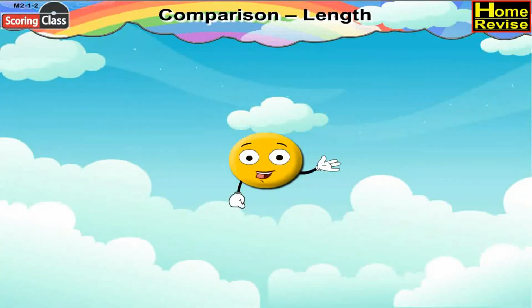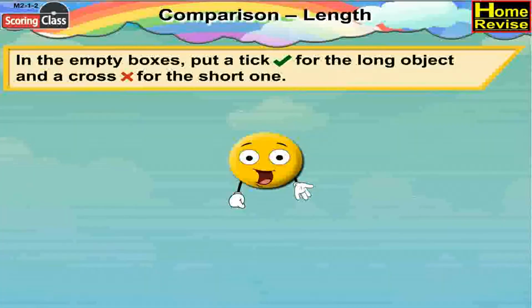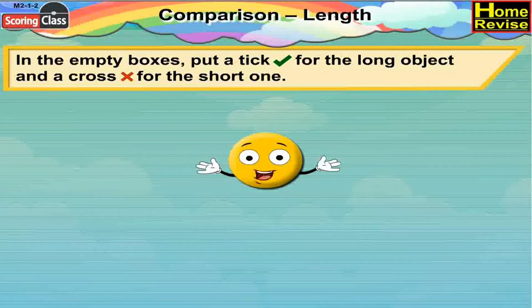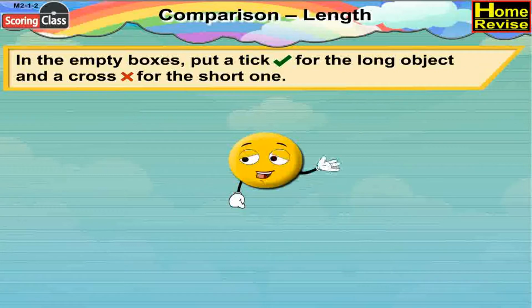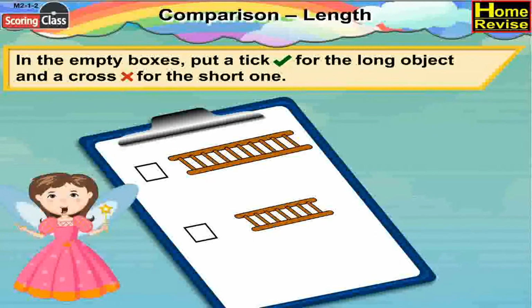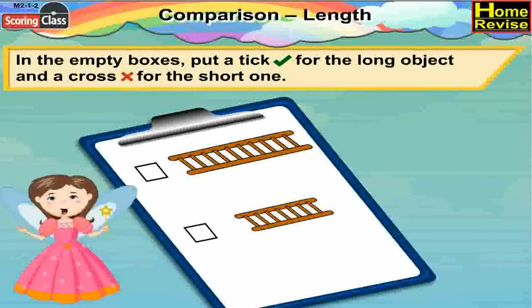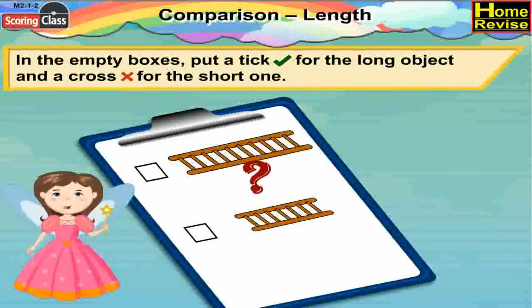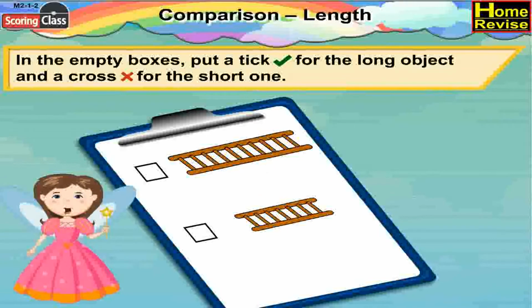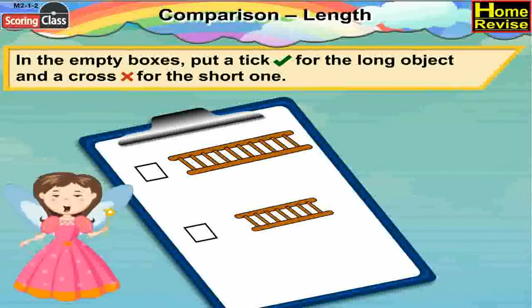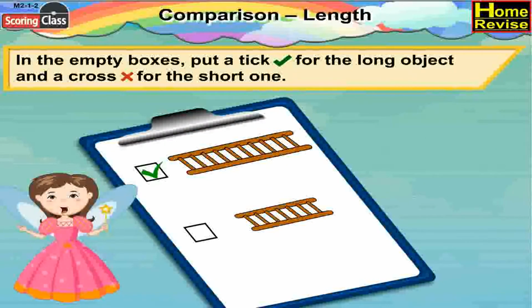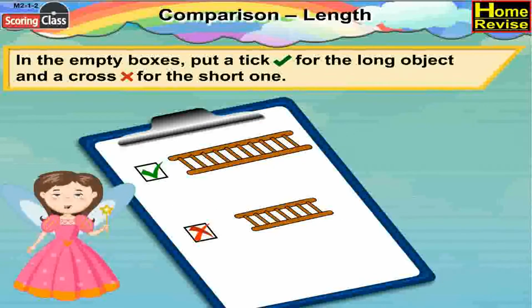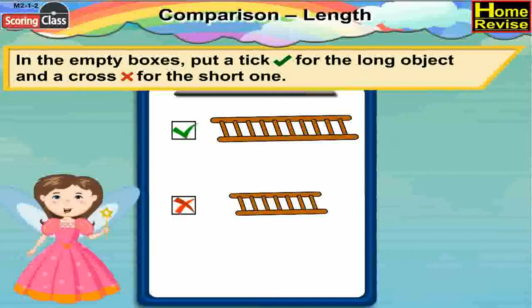Now kids, let us solve this. In the empty boxes, put a tick for the long object and a cross for the short object. In these two ladders, which one is long and which one is short? Yes, you're right, my genius. The first one is long, so we'll put a tick to it. So we'll put a cross in the box which is in front of the ladder.